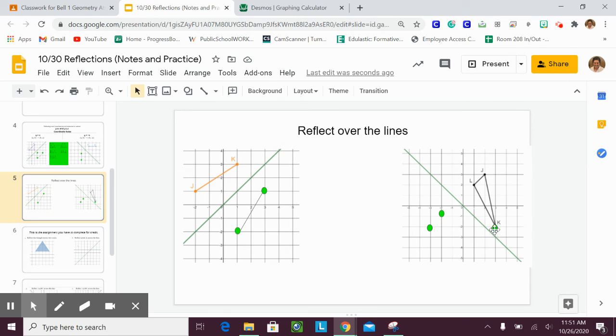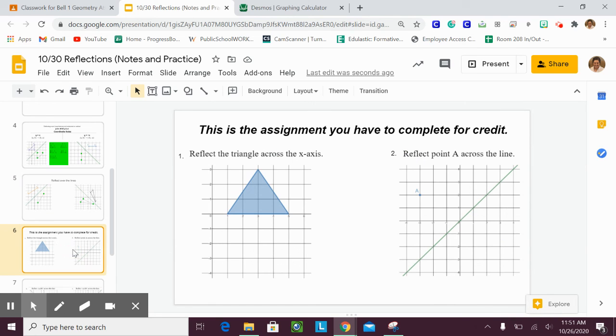Okay. All right, K is at 3, -2. So now it's going to be at 2, -3. And there we go. So now our image looks like this. Okay, so it's been reflected. Again, you can use paper and I'll send out a video for that.